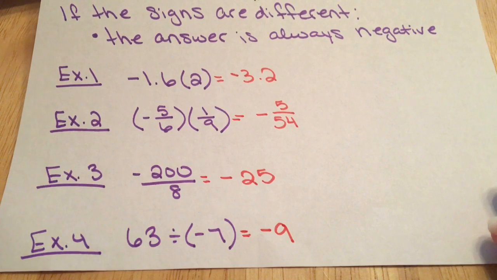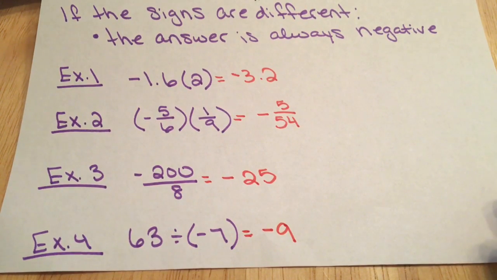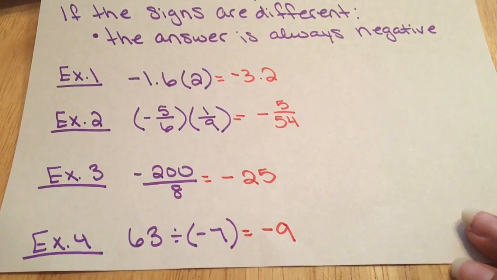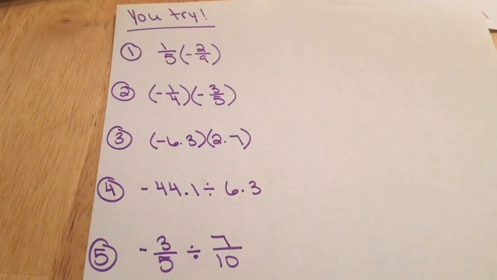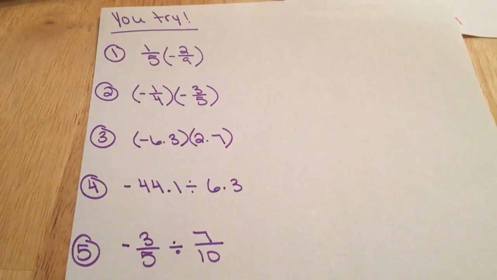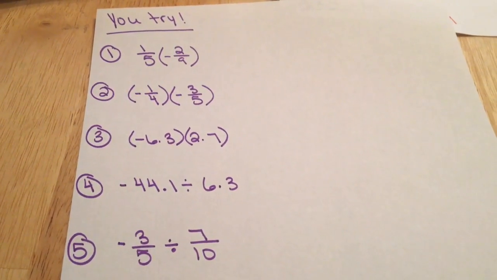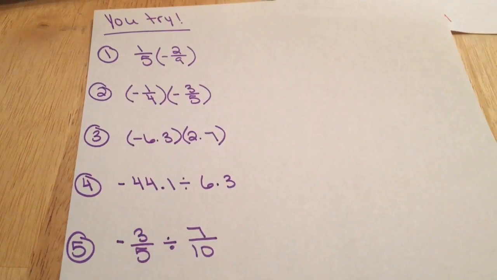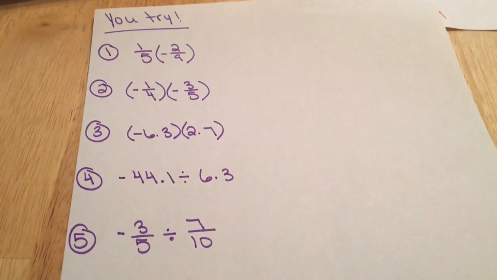All right. Hopefully, we understood our two situations. Either the signs are the same, so the answer will be positive, or the signs are different, and the answer is negative. Now, I'm going to have you try 5 examples on your own. So why don't you take a minute, copy these down, and pause the video. When you're ready to look at the answers and check yours, unpause it for the answers.